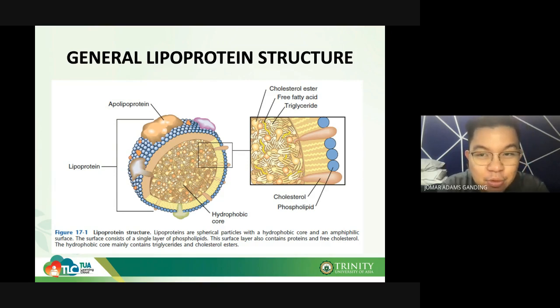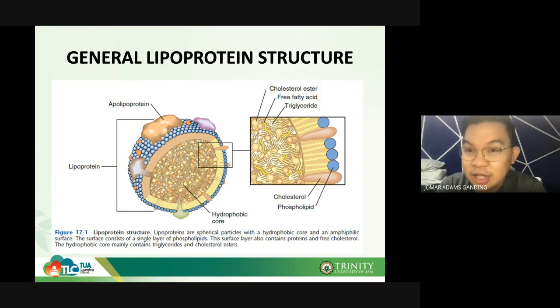So this is your apolipoprotein. Your apolipoproteins are specific for your lipoproteins. So if you have your chylomicrons, you have your ApoB48. If you have your VLDL, LDL, that is ApoB100. And then for HDL, that is ApoA1. Okay, your ApoA1.